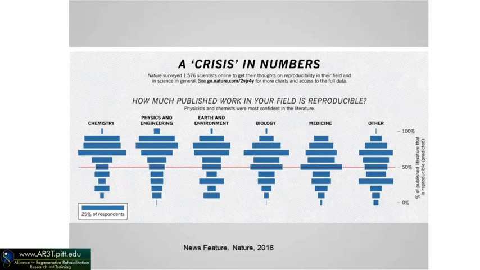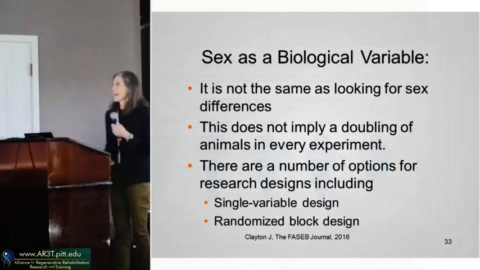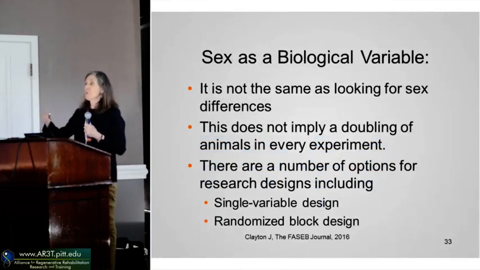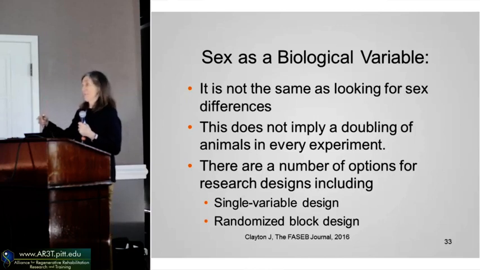So the crisis in numbers: how much published work in your field is reproducible across multiple disciplines? Well, the people that were most confident about this were the chemists, the physicists and engineers. The rest, not so confident. It's easy to get freaked out if you start calculating numbers in your mind, and I'll show you why it'd be easy to get freaked out when you think about it.